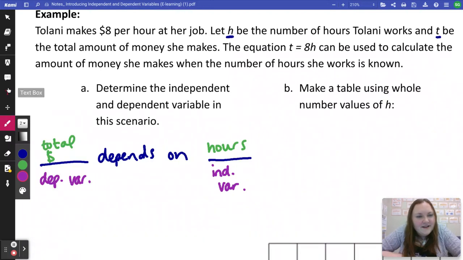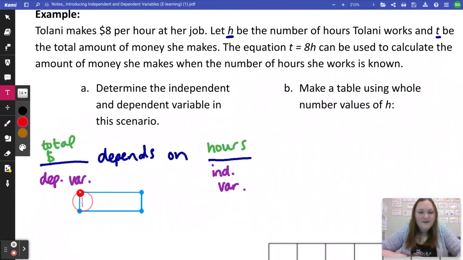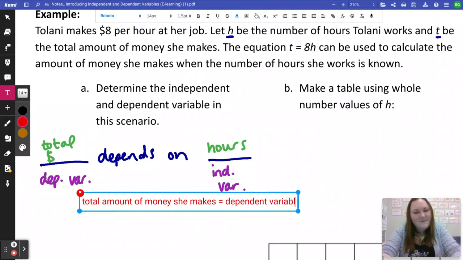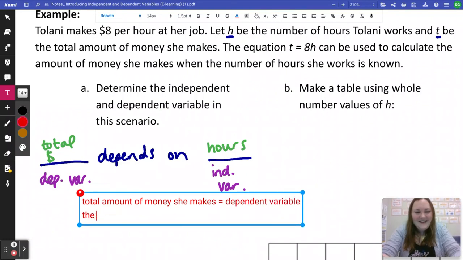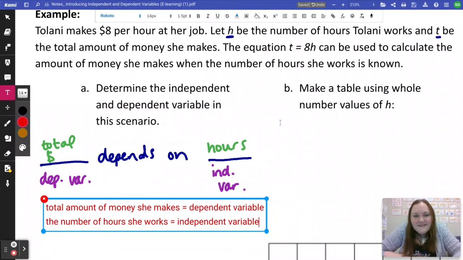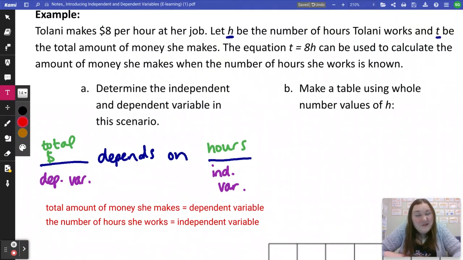So for this first part here, what we're looking for is maybe you just saying that the total amount of money she makes is our dependent variable. And I could say number of hours she works is our independent variable. So something like that would be a great answer. And if I asked you, how do you know? You know I love asking that question.